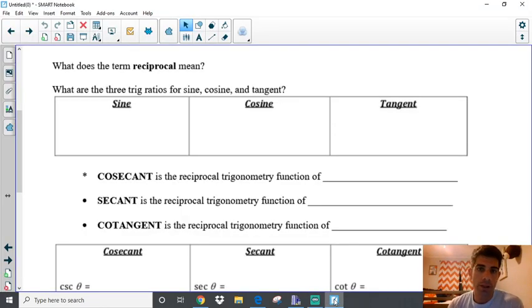Mr. Cornell here, getting ready to dive right into teaching you the reciprocal of trig functions. In order for us to do this, we have to understand, well, what is a reciprocal? A reciprocal is like a multiplicative inverse. It's basically taking a number and flipping it upside down, and your answer, when multiplied, is always going to become 1. They basically cancel each other out.